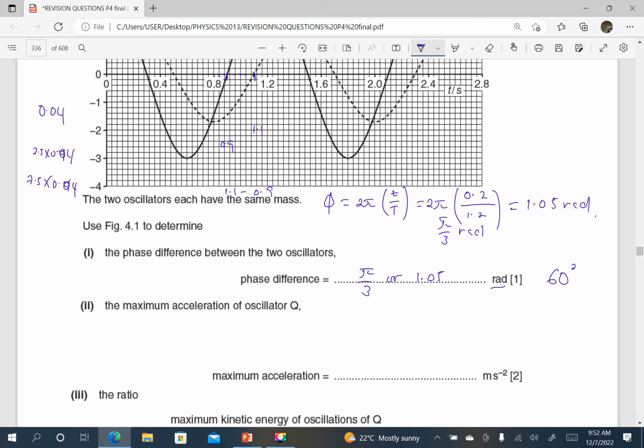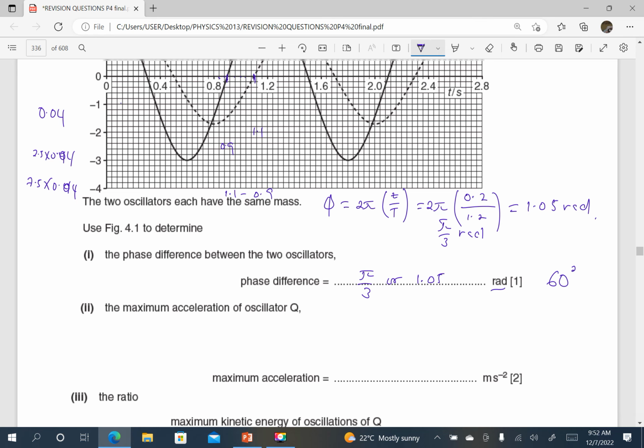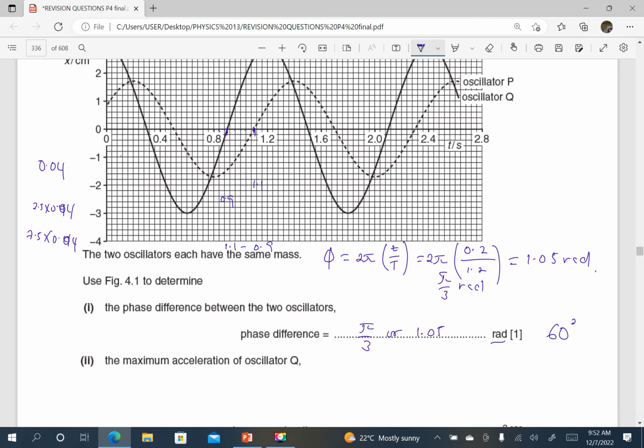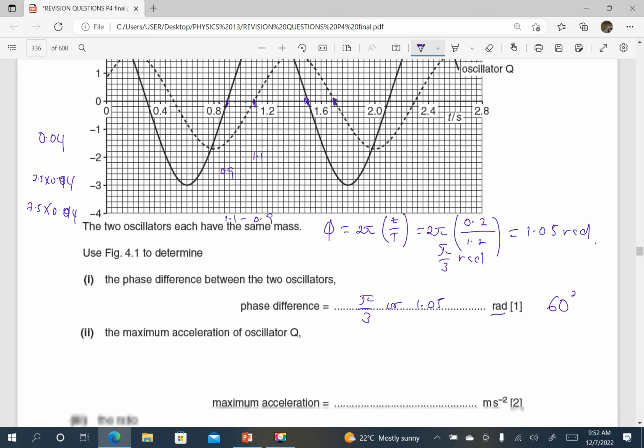I just needed the time out of step, the time in which one wave or one oscillator is ahead of the other. That is the time. You just get corresponding values of time and you get the difference in those points. It is always the same. I got 0.2. You can also check.